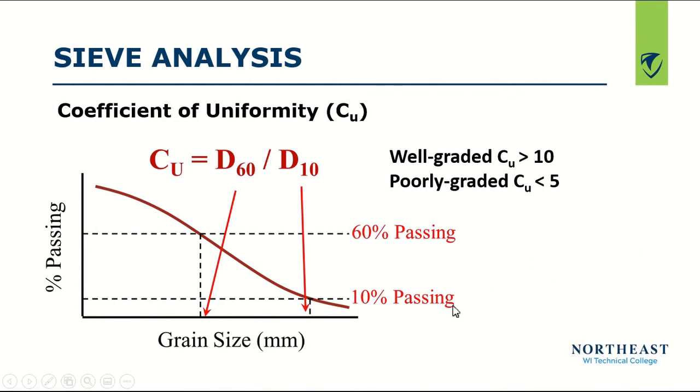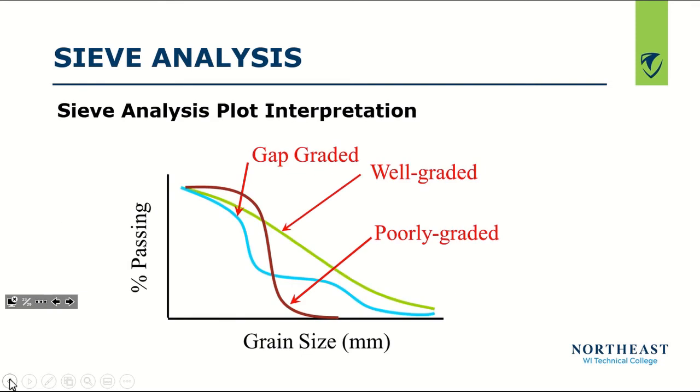Welcome back. So let's talk about coefficients. All right, the sieve analysis plot. So when you look at the curves, if you look at the gap graded, as you can see here, here's grain size, and here's percent passing. This is called gap graded because all of a sudden the curve will drop down because it's missing sieve sizes until it gets to here, and then it goes back, and then it misses again. Okay, so it's kind of like the slide at Bay Beach. It goes woo woo.